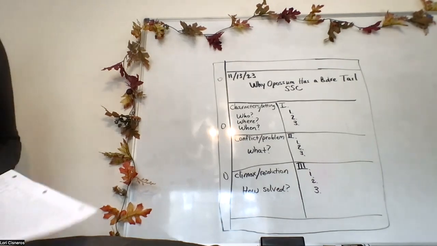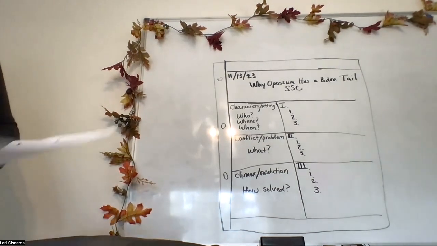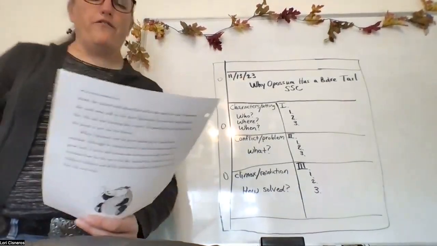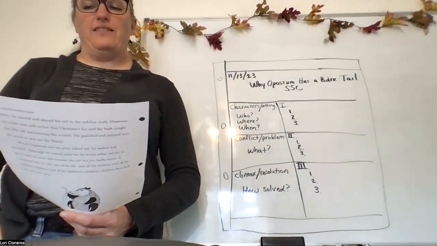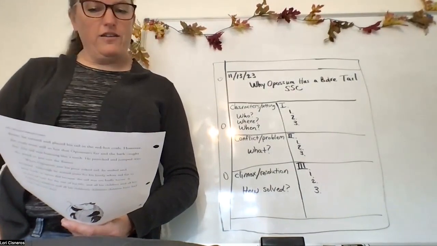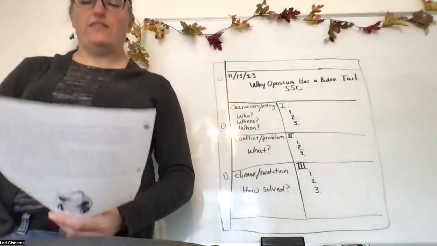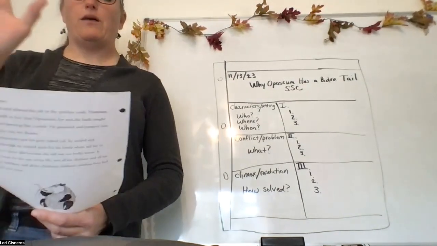Why Opossum Has a Bare Tail. So I'm going to read and you guys follow along inside your head. Long ago, when the first animals roamed the land and all of them could talk, Opossum had a long, white, furry tail. Okay, I'm going to stop there for a second.